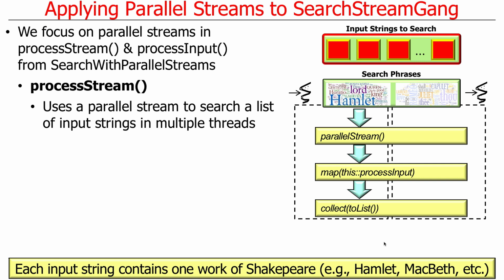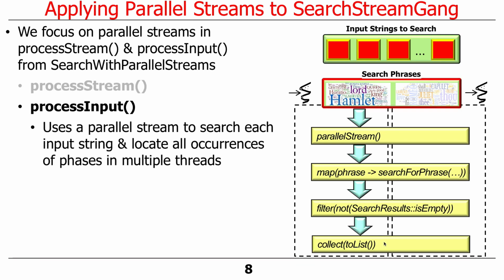So here's processStream. This is the thing that uses a parallel stream to search a list of input strings, 1 string for every work of Shakespeare, in multiple threads. And as I said before, each string has a work of Shakespeare. And then we'll use processInput, and that uses a parallel stream to search each input string and locate all occurrences of phrases, also in multiple threads. And when I say multiple threads, what I really mean here are multiple worker threads which will be running in the common fork join pool.